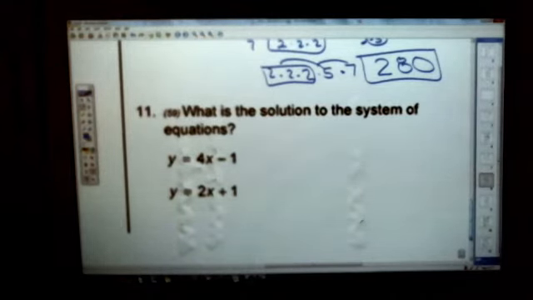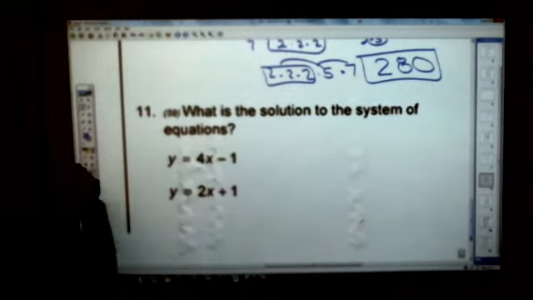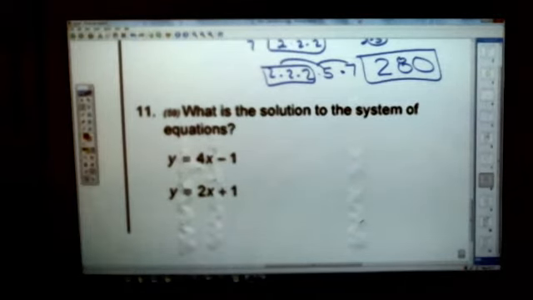It didn't tell you what way to do it. Did you do it by graphing or did you do it by substitution? Somebody? I did substitution. You did substitution? Who did graphing? Who did substitution? Those of you that are not raising your hands, how did you do it? Jackson? Substitution.